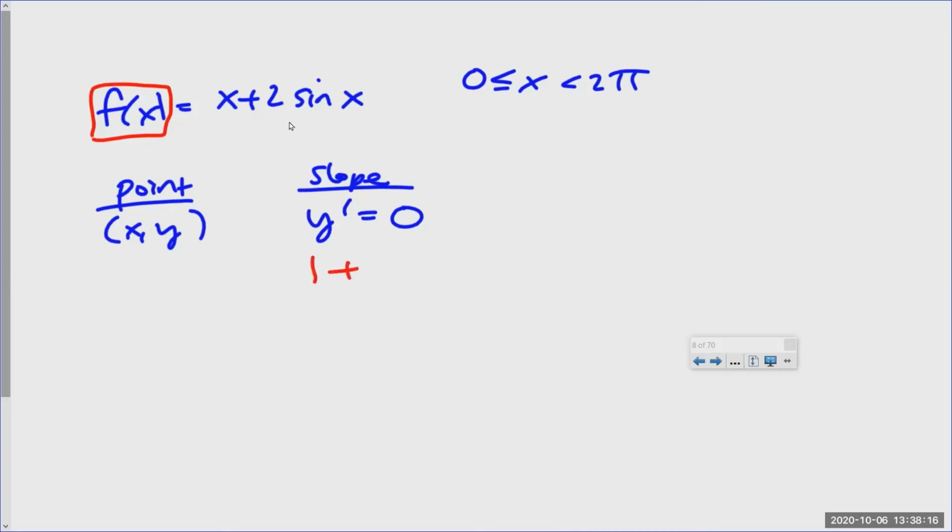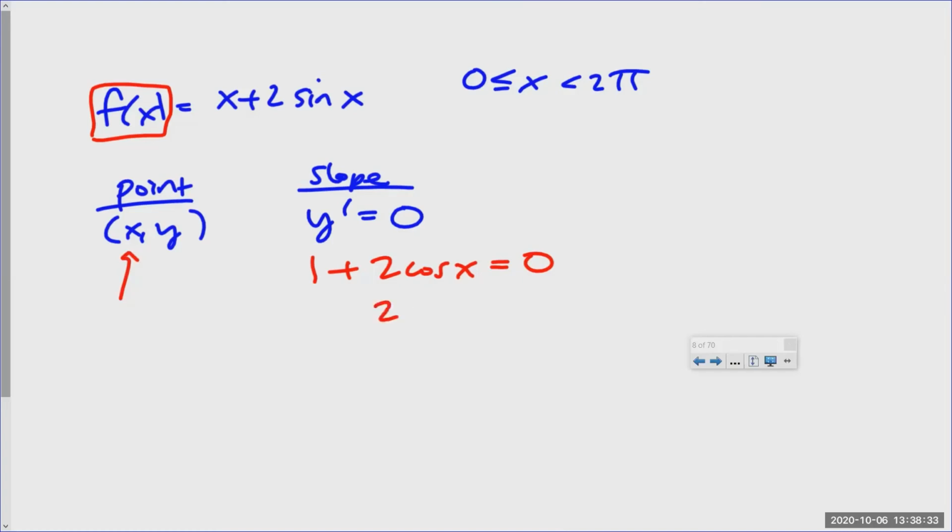What's the derivative of 2 sine x? Good. You wish you had done that on your test, huh? Okay, 1 plus 2 cosine x. All right, let's solve for x here. If I solve for x, I can plug it right into this point because that's what I'm trying to find.